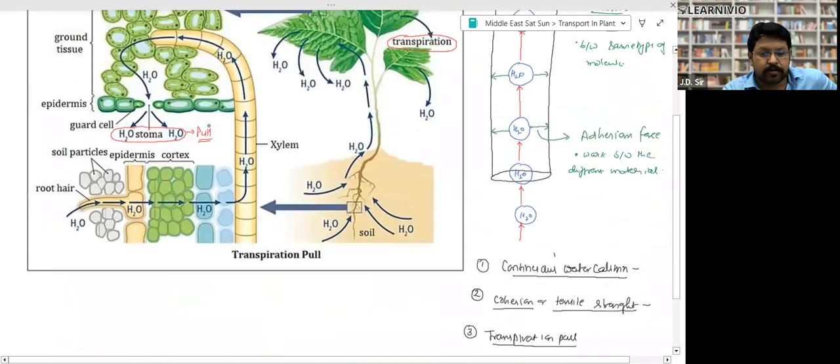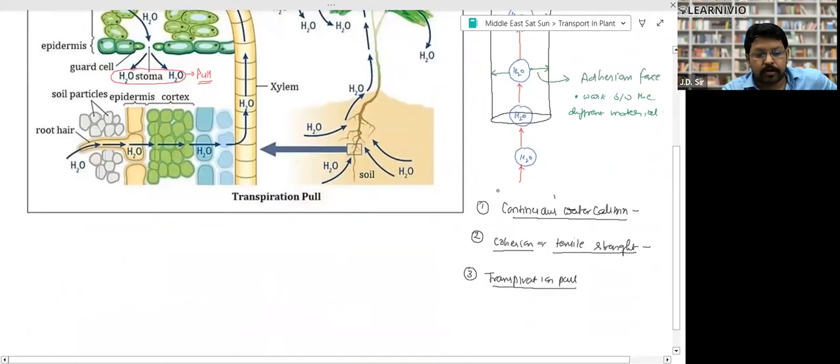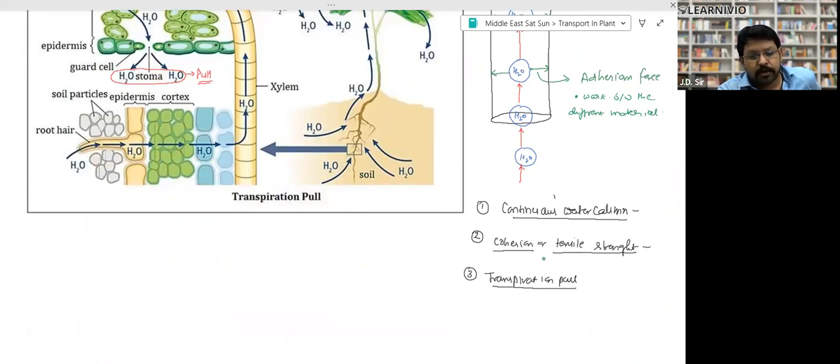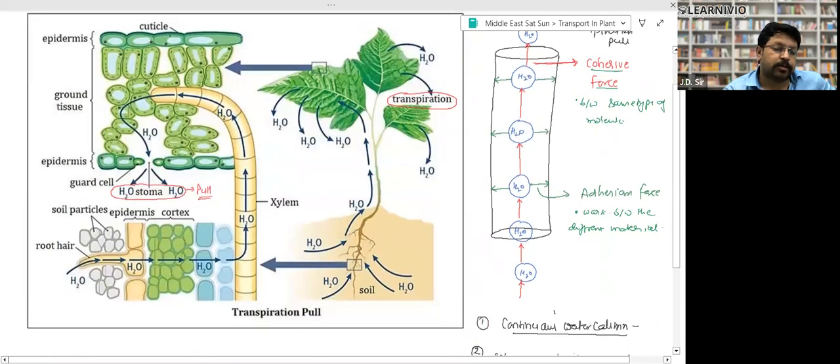Please take this screenshot. One more thing. To explain, a continuous water column is maintained by cohesion and adhesion force. Cohesion, or tensile force, makes the water column, and transpiration creates a pull, and that's how the water reaches the top of the plant. Please take the screenshot of this one. It is very important.